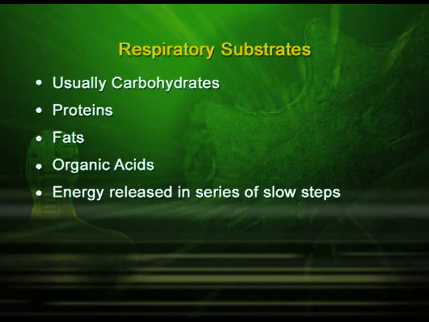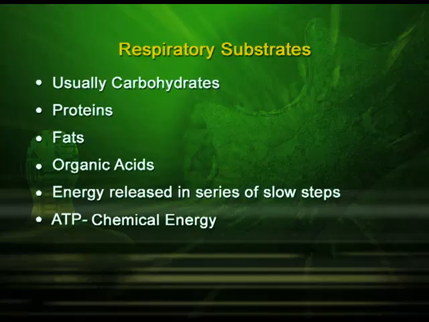Energy is released in a series of slow steps. What do I mean by this? Some substrate is acted upon by oxygen, some energy is produced. Again, some more substrate is acted upon by oxygen, some more energy is produced. That means energy is not produced in one go. That is important. It should not be produced in one go, and it cannot be. Otherwise, a living body cannot remain living. And after that it is also stored as ATP, the chemical form of energy.